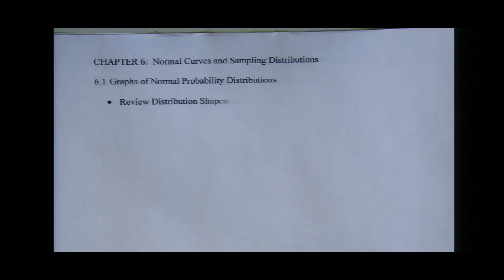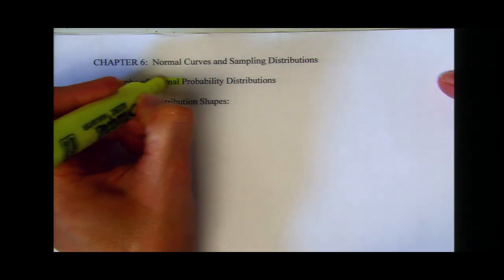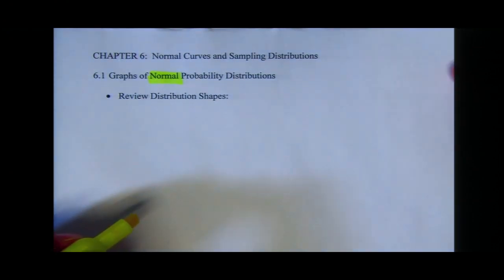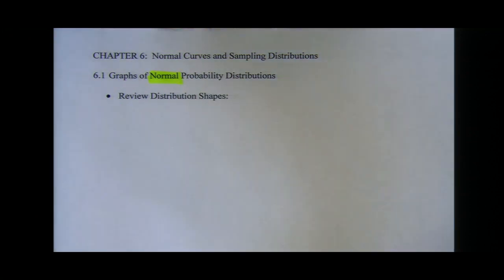Chapter 6. Now, before we get into Chapter 6 topics, I just want to remind you, probability was introduced in Chapter 4. In Chapter 5, we looked at probability distributions as well as binomial probability distributions. Well, in Chapter 6, we're going to continue talking about probability distributions. But now we're going to confine our discussion to what is called a normal probability distribution. So we first have to know what that is.